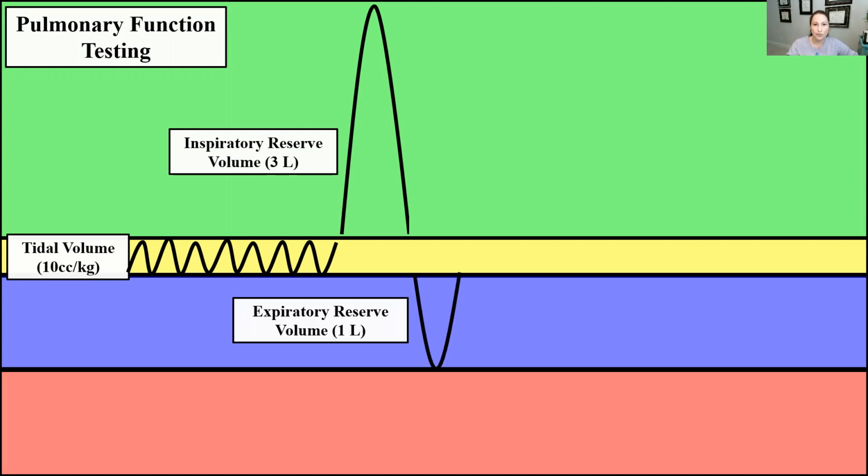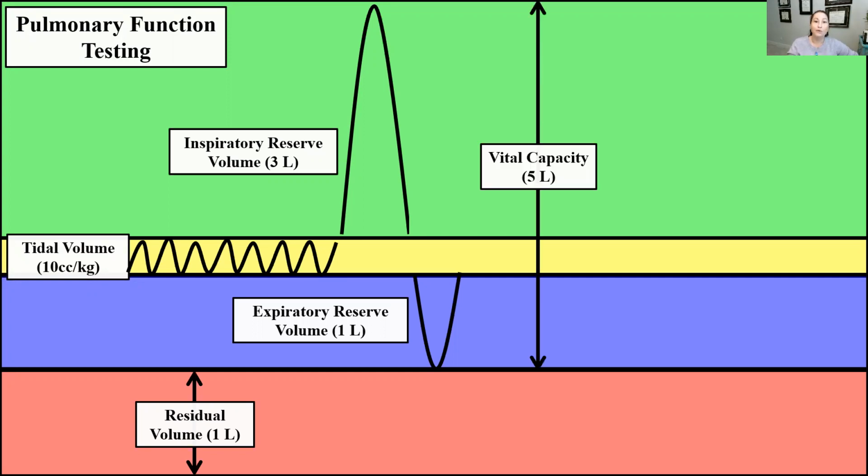Then we have the expiratory reserve volume, the amount of air that you can blow out maximally underneath that tidal volume, and that's about 1 liter. Then we have the residual volume, which is kind of the dead air in the airspace that does not participate in gas exchange. That's about 1 liter. Then we have vital capacity. This is the expiratory reserve plus the inspiratory reserve plus the tidal volume. I think about the vital capacity as the vital amount of air that we have to use.